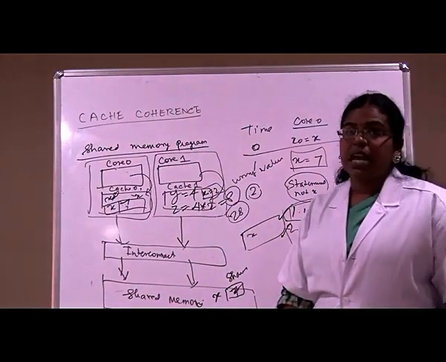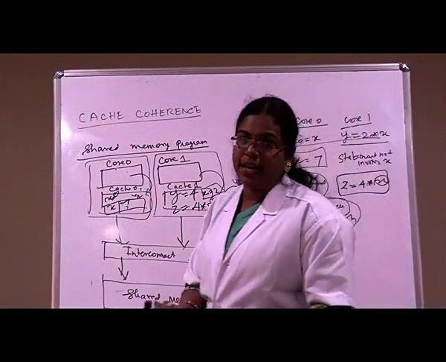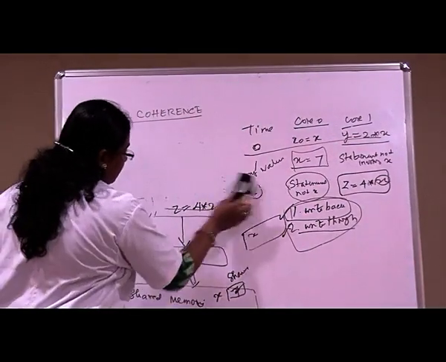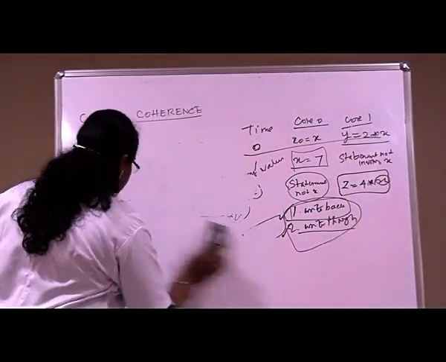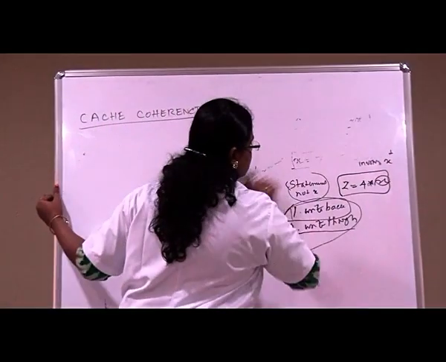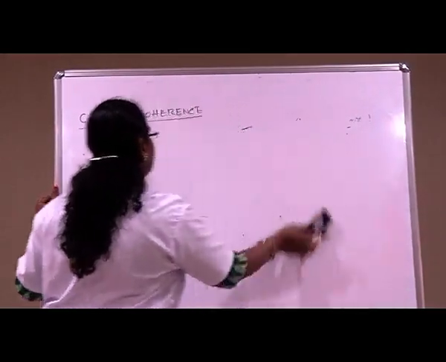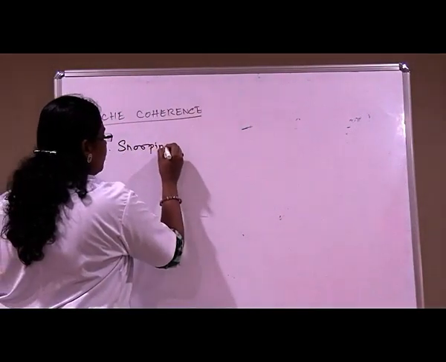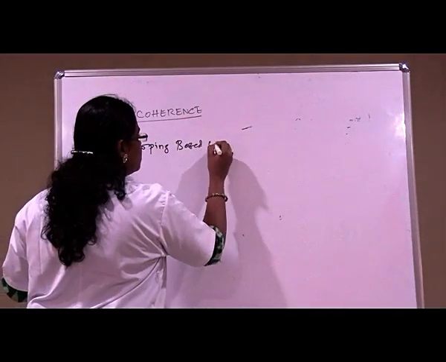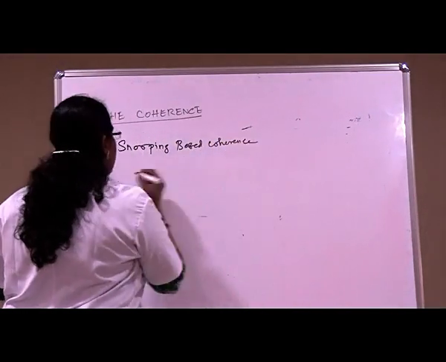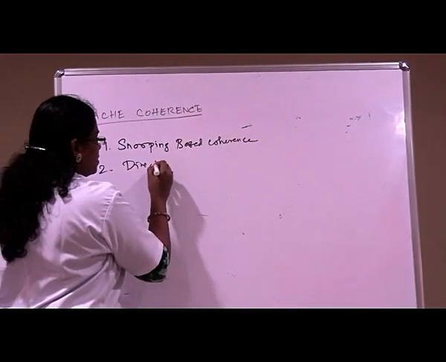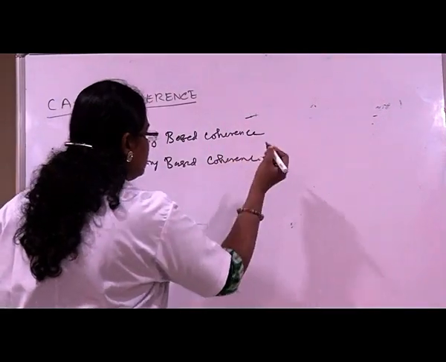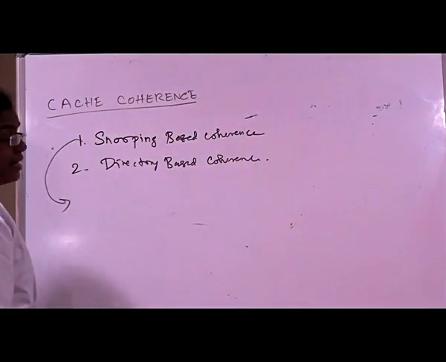To overcome this cache coherence problem, I have two more techniques. One is snooping based coherence. Another one is directory based coherence. First is snooping based cache coherence.